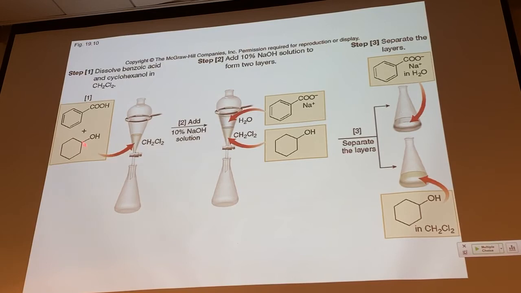No. How many carbons in each case? 6. 6 carbons, 1 functional group capable of hydrogen bonding, so insoluble in water. But if we add aqueous base, sodium hydroxide, we know that sodium hydroxide is a strong enough base to fully deprotonate that carboxylic acid. Will it deprotonate the alcohol? No. It will not. So we add 10% sodium hydroxide, we now have a carboxylate salt of our acid. We have its conjugate base, and we have the alcohol.